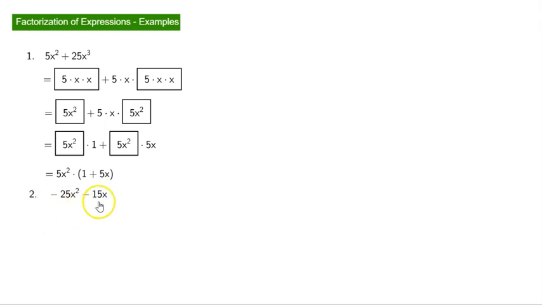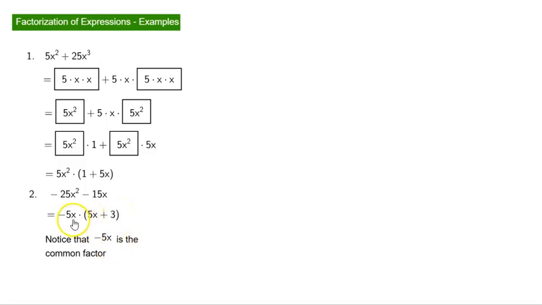Now minus 25x square minus 15x. Here, instead of trying to break these up step by step, let's do it in our mind. 25 and 15, 5 divides both of them, so 5 is a common factor. x square and x, x is common to both of them. And minus is common to both of them. So that means we can take out minus 5x. So we end up with minus 5x times 5x plus 3.